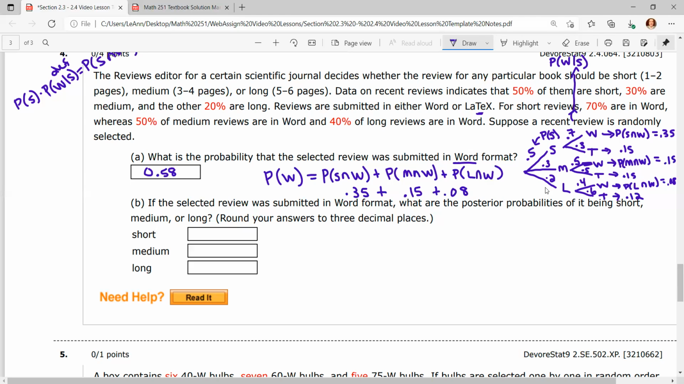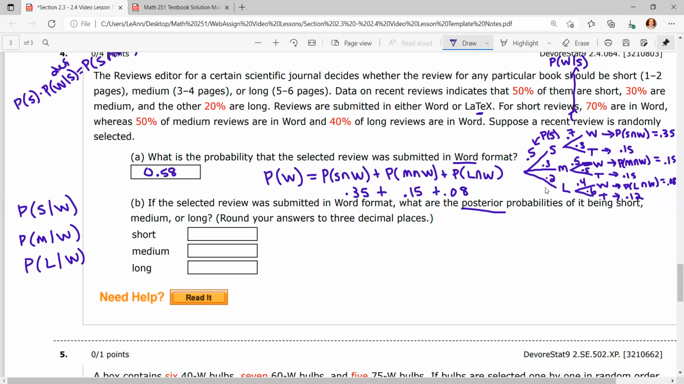Now let's talk about why we need to use Bayes' theorem for part B. It says, if a selected review was submitted in Word format, what are the posterior probabilities? That's the key word right there. Posterior probabilities of it being short, medium, or long. So we already know it's Word. So we're asking for the following probabilities. What's the probability that I have a short document given that it's a Word document? What's the probability that I have a medium document given that it's a Word document? And what's the probability that I have a long document given that it's a Word document?